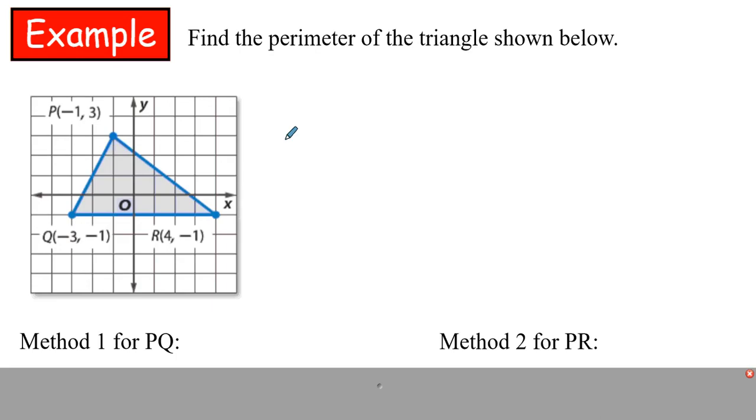Last application question. Find the perimeter of the triangle shown below. So perimeter is just add up all the sides. One of these sides is pretty easy to do. I think this side right here is pretty easy to do. QR, we can just count. So QR would be equal to counting 1, 2, 3, 4, 5, 6, 7. QR is 7. Now I'm going to show two different methods for getting the slant ones.